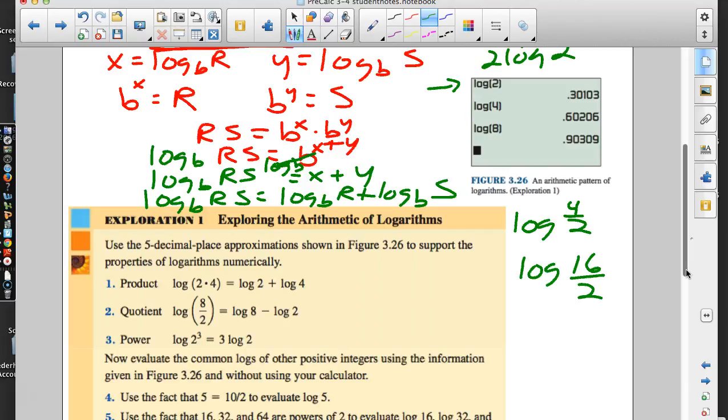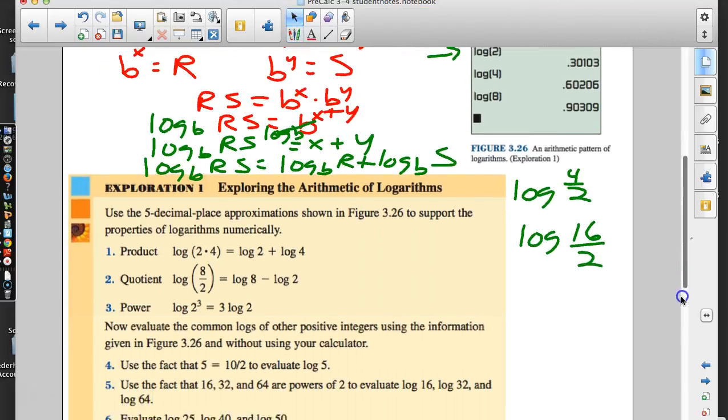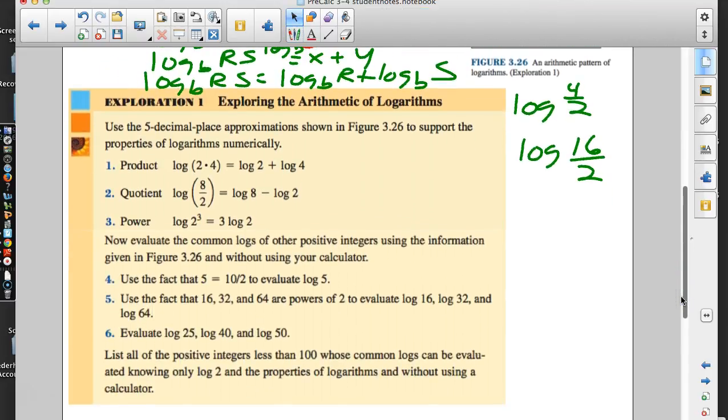And that's what this little box here is trying to get across to us: just because you didn't have your graphing calculator with you doesn't mean you can't do some of these problems. In fact, when these have shown up on the ACT, usually they give you the logarithms that you're supposed to use to find these. So it says, use the 5 decimal place approximations shown in figure 3.26 to support the properties of logarithms numerically. Logarithm of 2 times 4. Well, that's logarithm of 8.